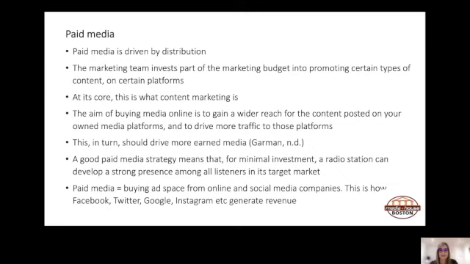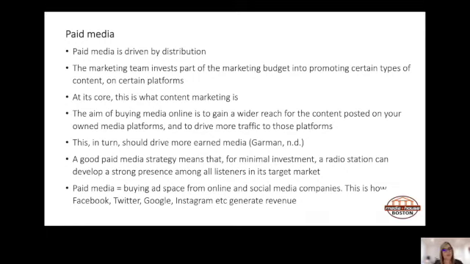The idea here is then to gain a wider reach for the content that I post on my own media platforms, and to drive more traffic to those platforms. Okay, this in turn should drive more earned media. So do you see how the 3 then comes together? Okay, so I pay for content that I've posted on my own media sites, which will then generate more earned media for me.